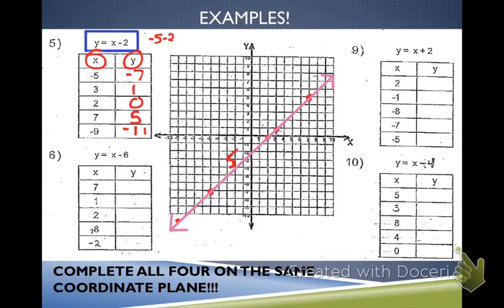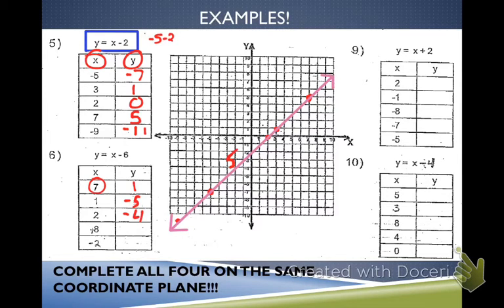Okay? Now, let's go ahead and do number 6. We have y equals x minus 6. So we put in the 7 and we take away 6, so that's 1. 1 minus 6. Well, 1 minus 6, that's $1 of an allowance, and we owe $6. That means you still need to pay me $5, so it's negative 5. 2 minus 6, same thing, would be negative 4.